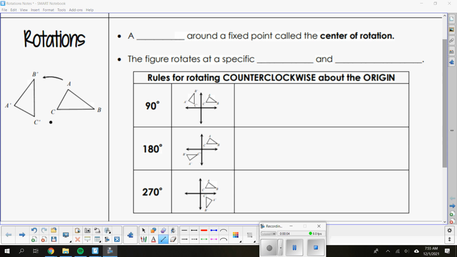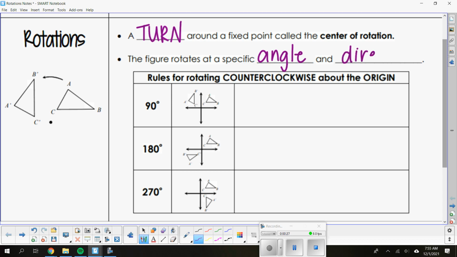Today's notes are going to cover the transformation of a rotation. When we think of a rotation, we want to think of a turn around a fixed point called the center of rotation. The figure is going to rotate at a specific angle, within a stable angle, and a specific direction.